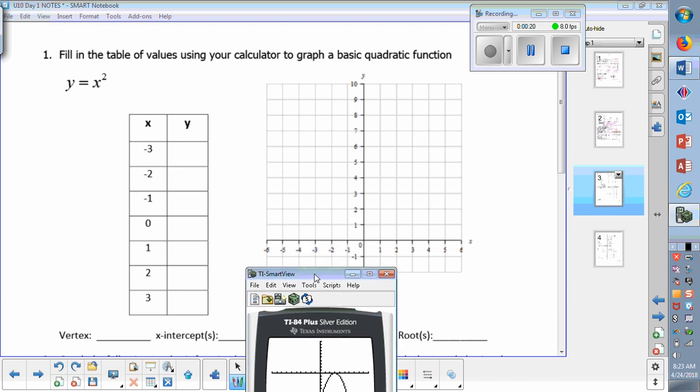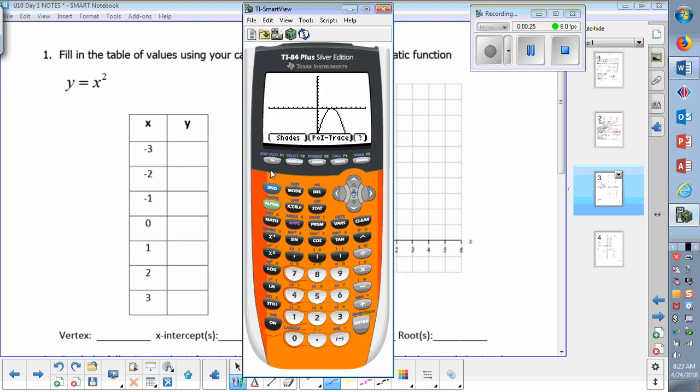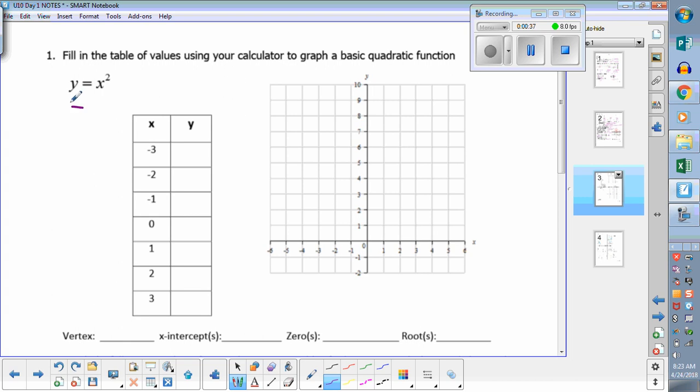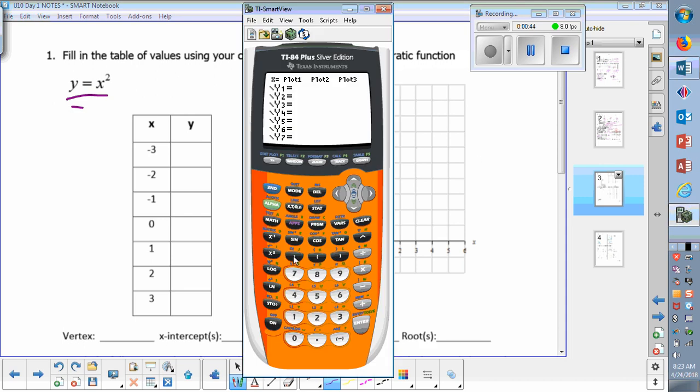So number one says, fill in the table of values using the calculator to graph a basic quadratic function. So what we're going to do is go back to our y equals and clear out whatever we have there. And we're going to start by entering in what they gave us right here, which was y equals x squared. Now I need to get my calculator again. So we're going to enter in y equals and then x squared.